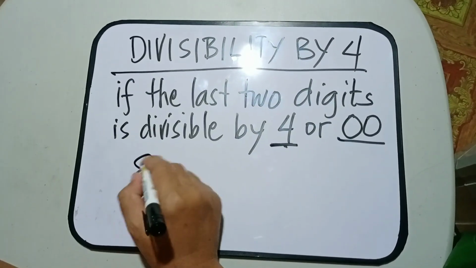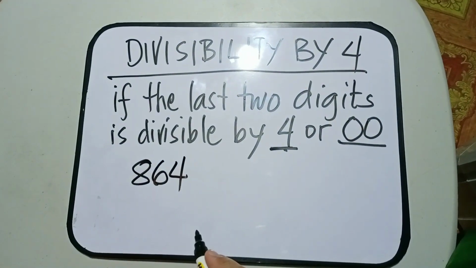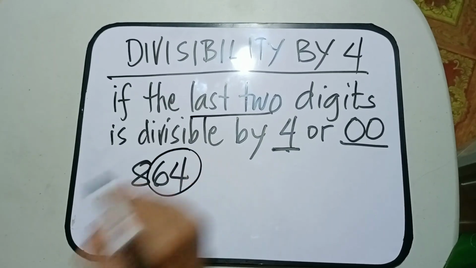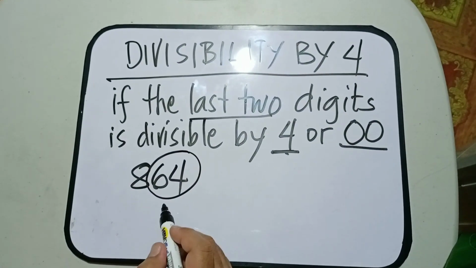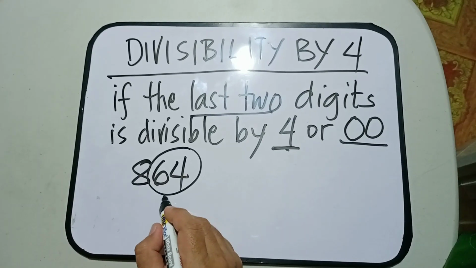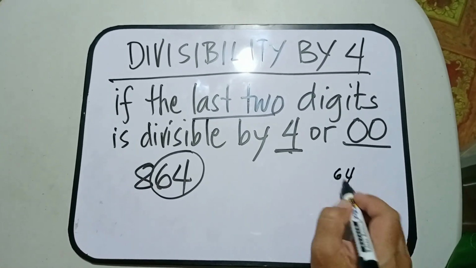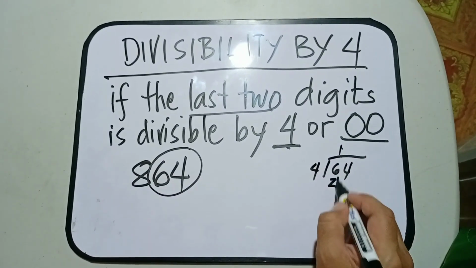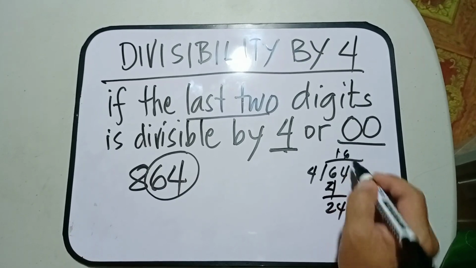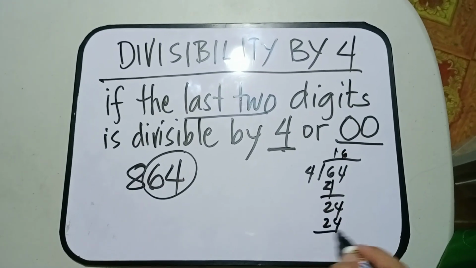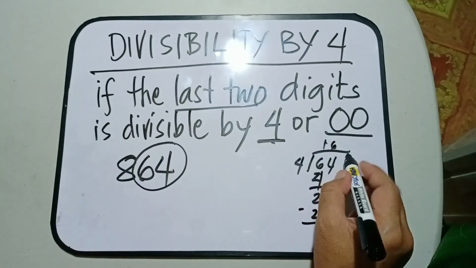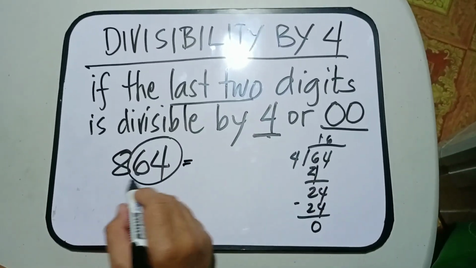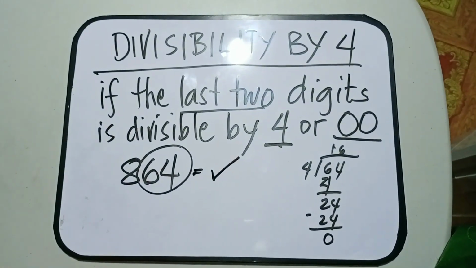Example, you have 864. So, sabi, last two digits. So, ang titingnan lang natin is yung last two digits, which is 64. So, ang 64 ba ay divisible by 4? So, i-divide natin. 64 divided by 4. So, we have 1, 4, 24, 6, 24, 0. So, that means, ang 64 ay divisible by 4. So, that means, si 864 is divisible by 4.